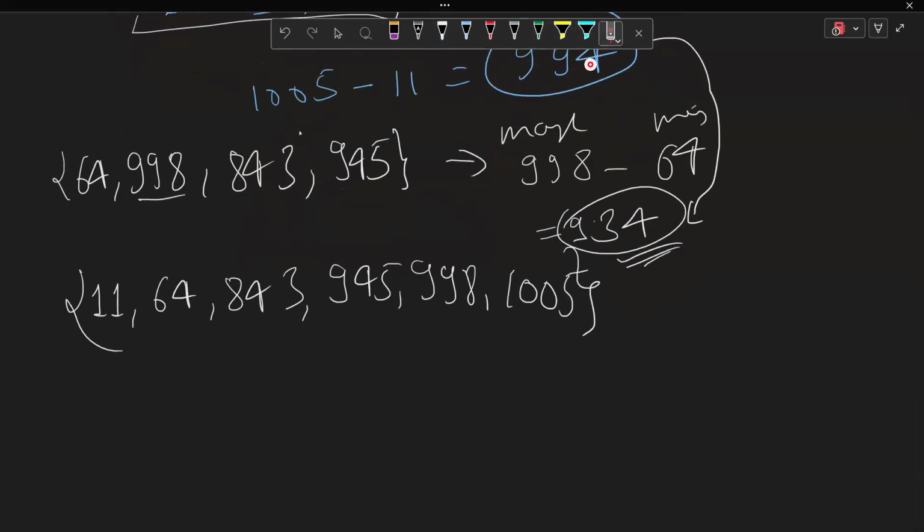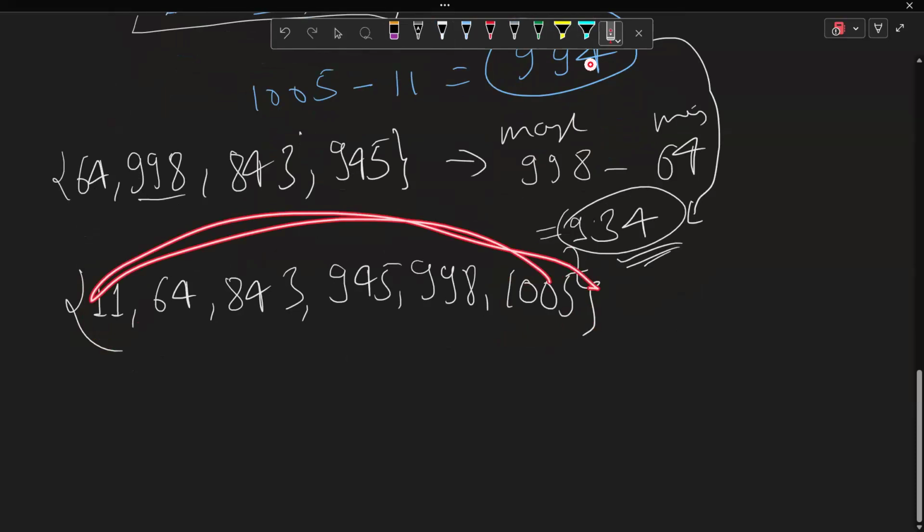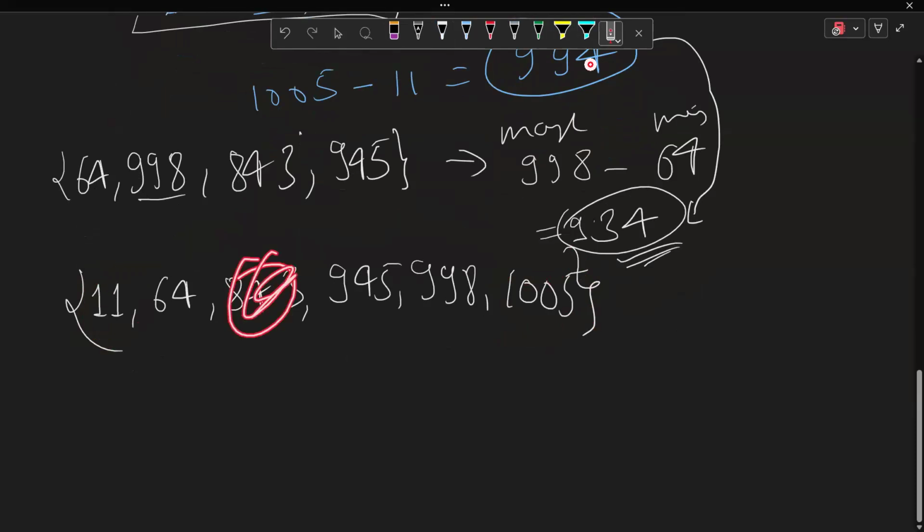Now, once an array is sorted, what is the range of the array? The last element minus the first element. The maximum value is the last element, the minimum is the first element. So this is your range. Now, how can you reduce this range? If you delete some element in the middle, would it affect the range in any way? Let's say you deleted this 64 and 843. Your range would still remain 1005 minus 11.